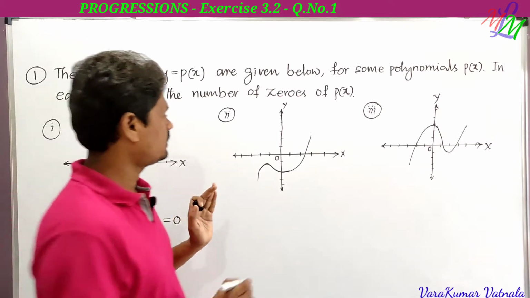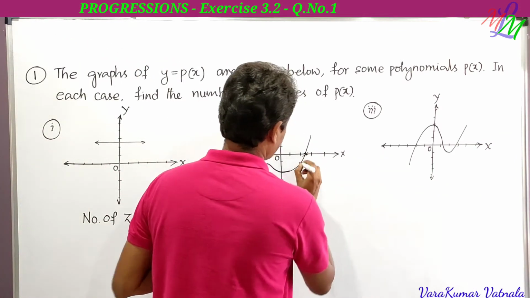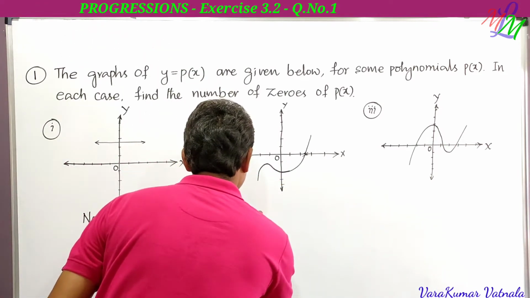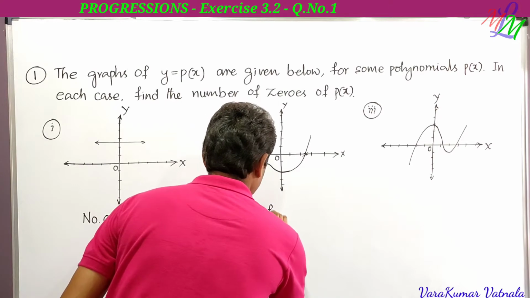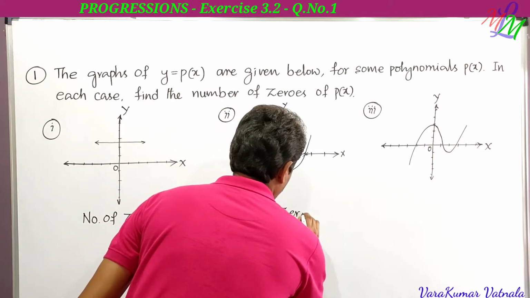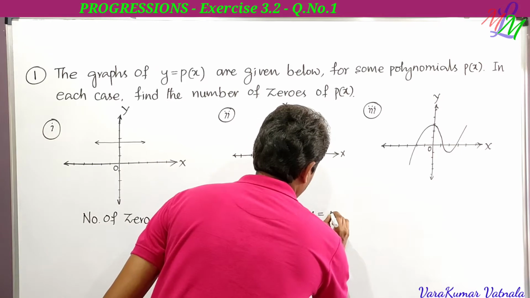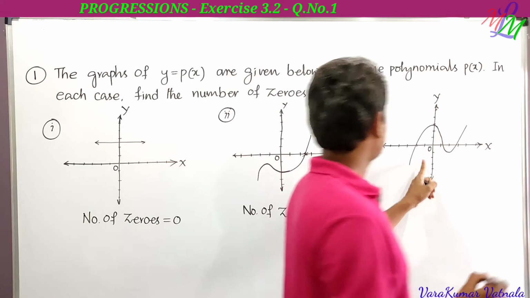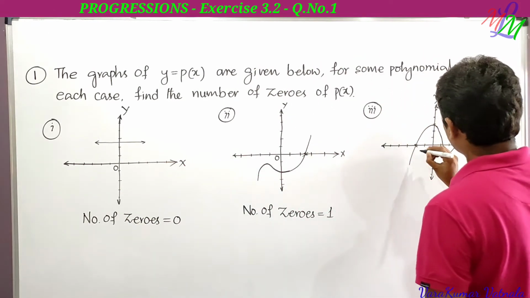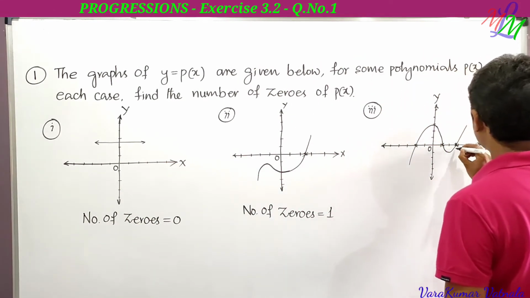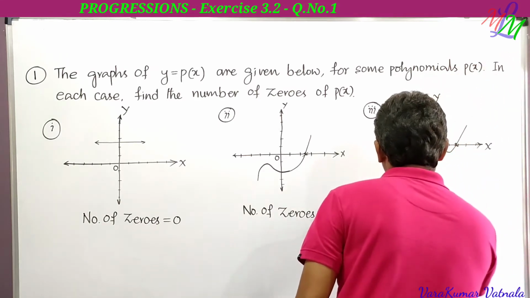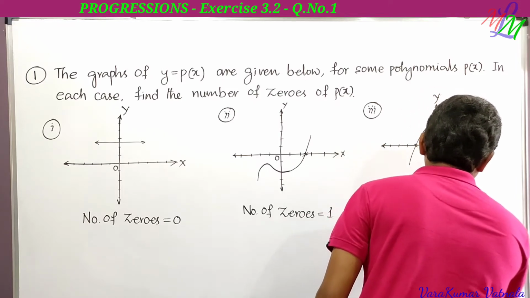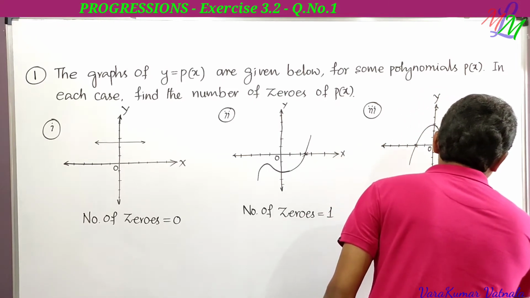So in the second case, the curve is intersecting the x-axis at only one point. So here the number of zeros is equal to 1. Depending upon the points of intersection with the x-axis, we can decide the number of zeros. So here the graph is intersecting the x-axis at 3 distinct points, these 3. So therefore in this case, the number of zeros is equal to 3 here.